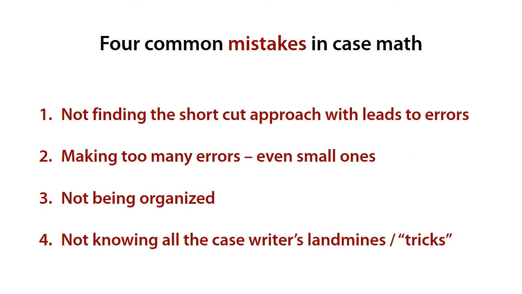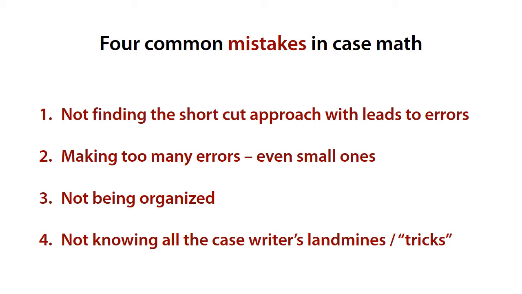I found that candidates typically make 4 types of mistakes in calculating math. The number 1 mistake candidates make is not finding the shortcut approach to the case math. In other words, they do it the long way, and this leads to having them calculate a lot more numbers, and it basically increases the chances of making errors. That brings me to the second most common mistake, which is making too many errors. A few small errors start adding up, when your competition is not making any of them. Unfortunately, these little details do matter.